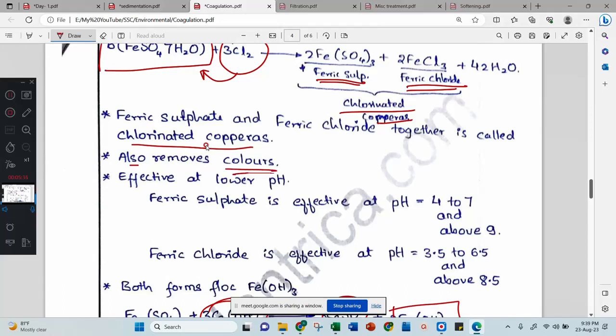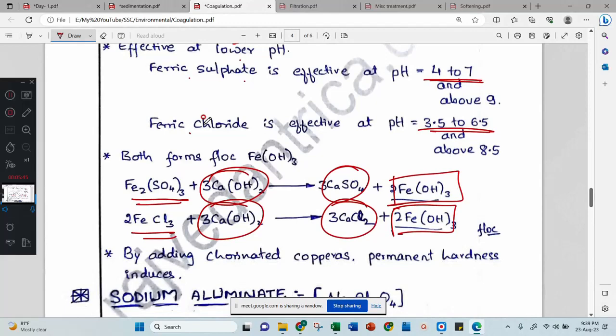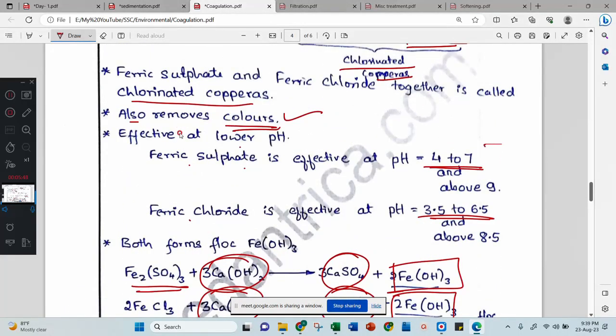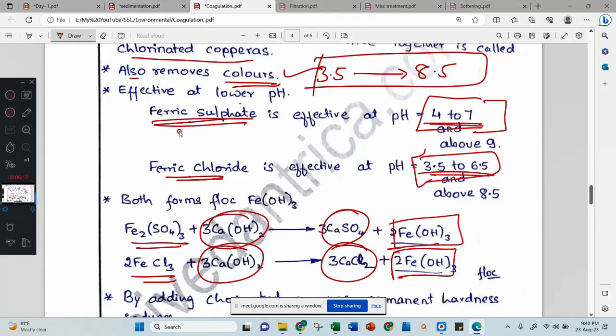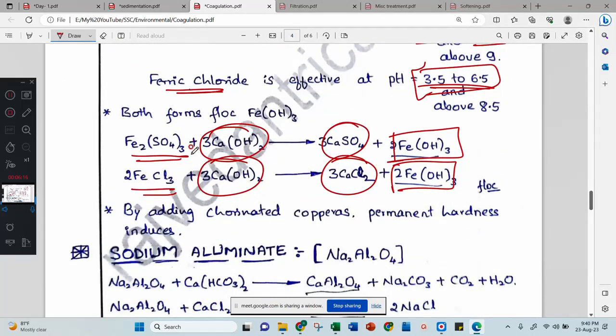It also removes color, very important. Ferric sulfate is effective in the pH range 4 to 7, and ferric chloride is effective in the range of 3.5 to 6.5. It's not that both will react, it all depends on the pH value. If the pH satisfies one, then that one will react. Then the question: for chlorinated copperas, the range of pH is what? 3.5 to 8.5. Therefore chlorinated copperas has a good property: it will react with a broad range of pH. By adding chlorinated copperas, permanent hardness is induced again.